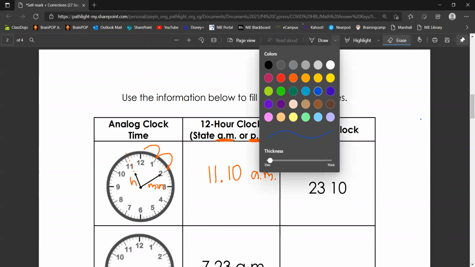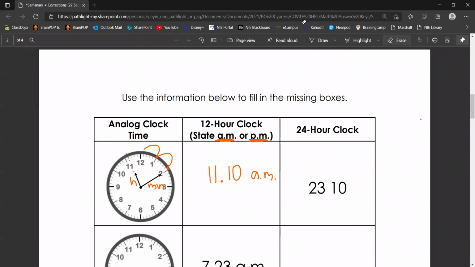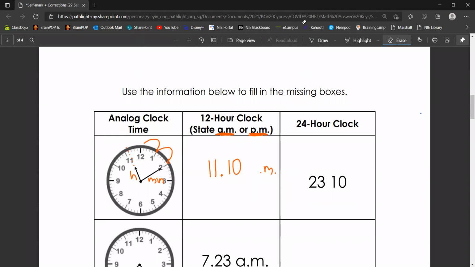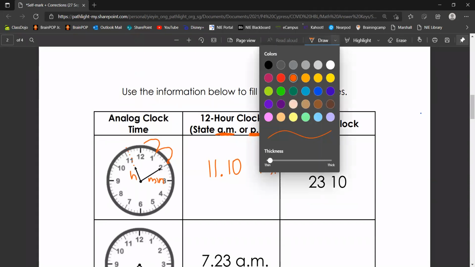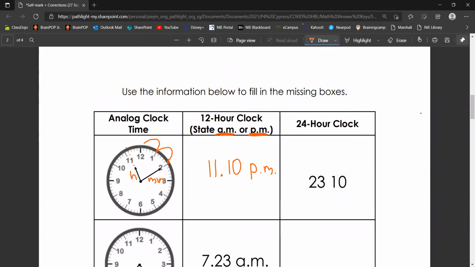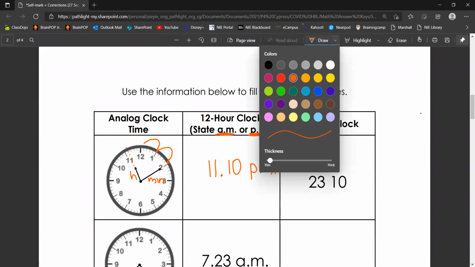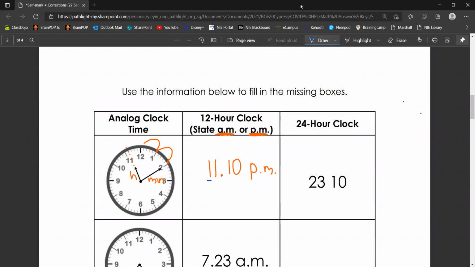So let us change to PM instead. What if we change this to 11:10 PM? For PM, we know that it is after 1 PM already. It is night time already. So we have to add 12 to the hours. By adding 12 to the hours, we get 23:10.